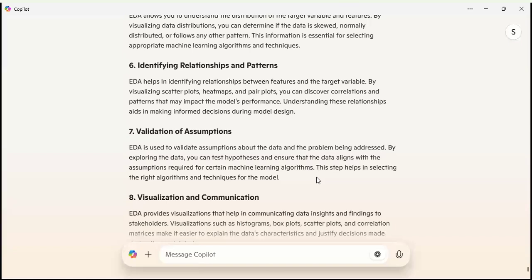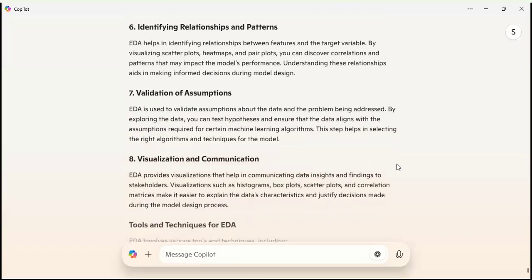By exploring the data, you can test hypotheses and ensure the data aligns with the assumptions required for certain machine learning algorithms. Yes. So once your data is cleaned and finalized, you are going to apply an algorithm for a particular analysis purpose. There also it is involved because you are doing data analysis with algorithms. This step helps in selecting the right algorithms and techniques for the model. So after doing the data analysis, you need to select the algorithm for the model design purpose.